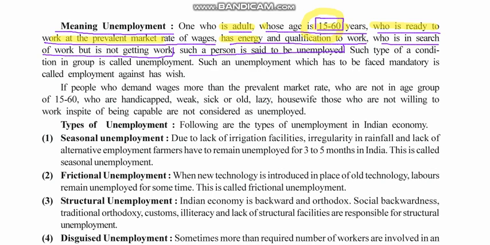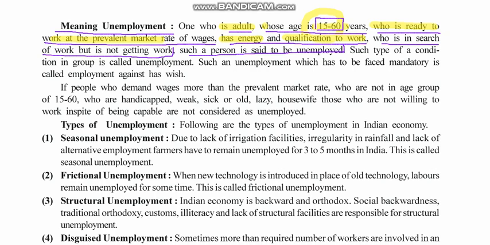Next, has the energy. If I am bedridden, totally sick and in bed, and I want to work but I don't have the energy to work, then I cannot be called unemployed. Next, and qualification to work. Say I want to work only if I am given the work of a doctor. But I am not qualified with a medical degree, so how would I get it? Then I will not be called unemployed.